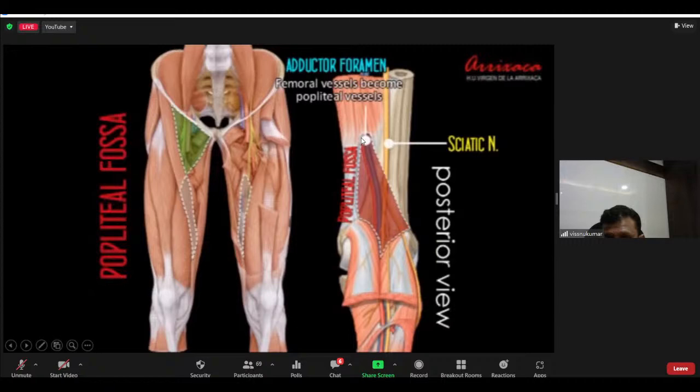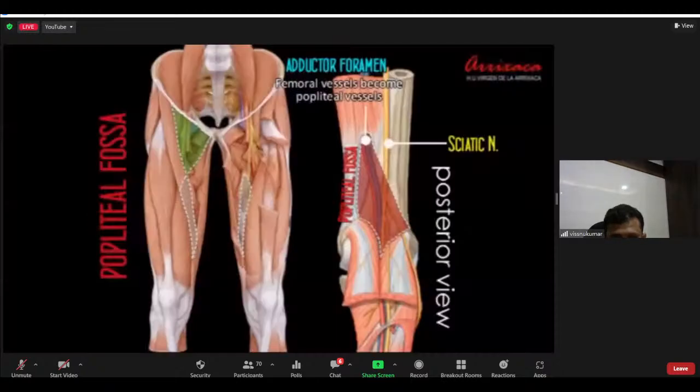This is the posterior portion. The ending is formed by the adductor hiatus. Adductor hiatus is nothing but the natural opening which is formed by the adductor magnus muscle. Now, what are the contents of the adductor canal? The femoral artery divides and gives out a branch. The superficial femoral artery will be there, and you have the saphenous nerve and the nerve to vastus medialis.